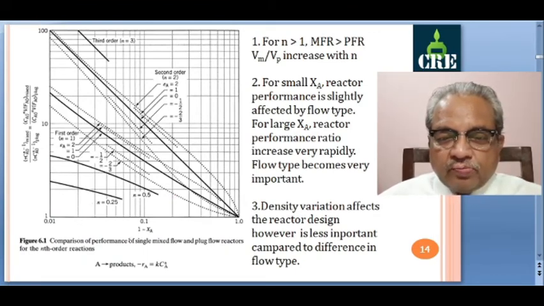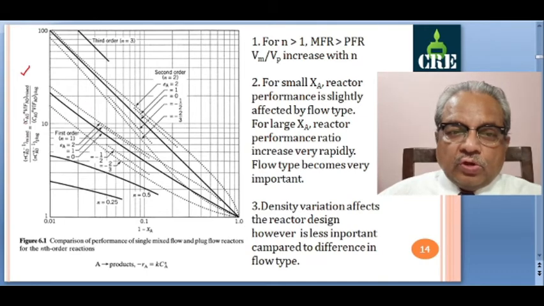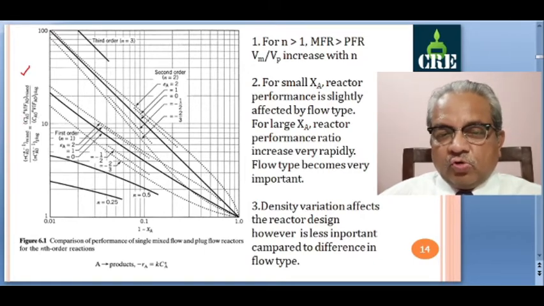So this plot is for minus r_A equal to k C_A raised to n, a comparison of the performance of a single mixed flow reactor with plug flow reactors. On the left hand side we have tau into C_A0 raised to n minus 1, as we have seen in our equations, and this can be represented in terms of V by F_A0, since tau is equal to V C_A0 by F_A0. So C_A0 raised to n minus 1 multiplied by C_A0, the 1 cancels out, and you can also write this as C_A0 raised to n into V by F_A0.